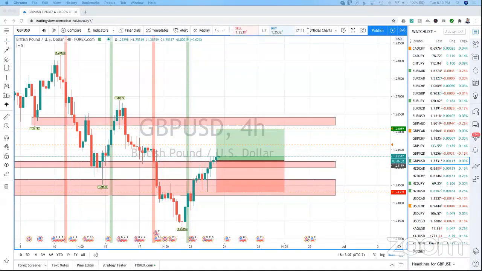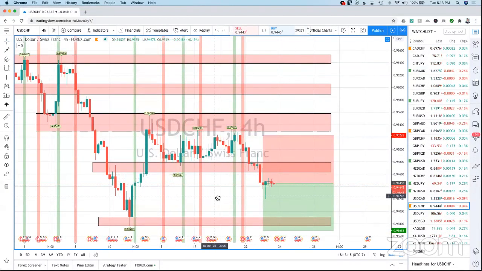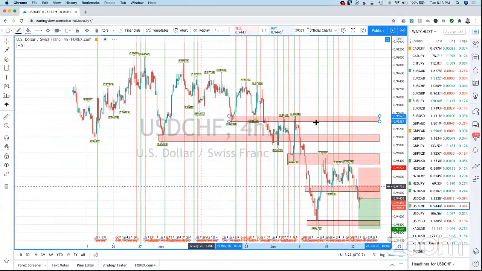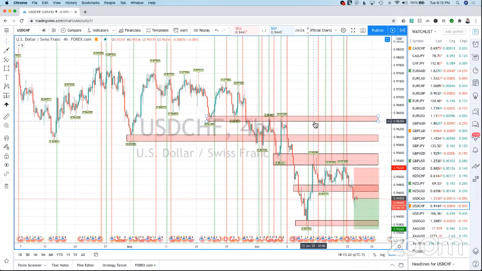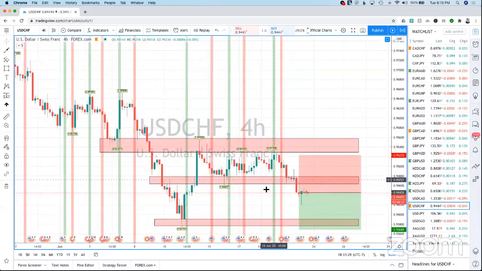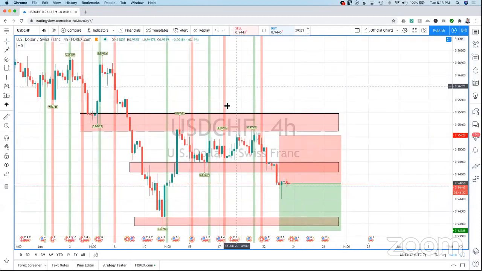So VD's asking if I can look at USD CHF and GBP NZD. USD CHF is the one I was looking at earlier. We do have a valid entry right here. Let me just check out these other zones. I can just leave them there. So for USD CHF, this is a valid entry for a sell right here using the K2 SR zone trading strategy.